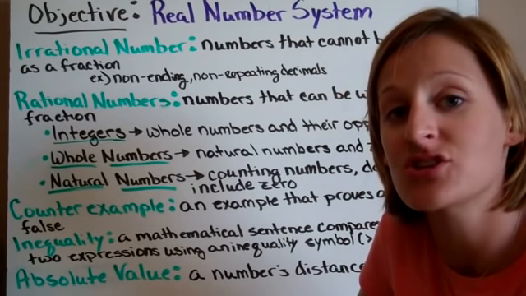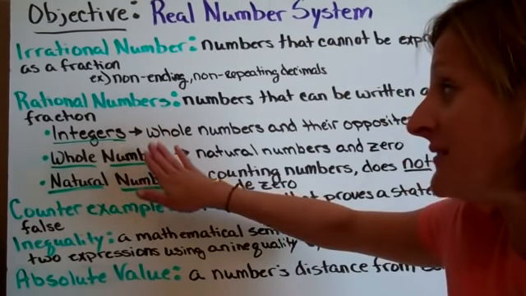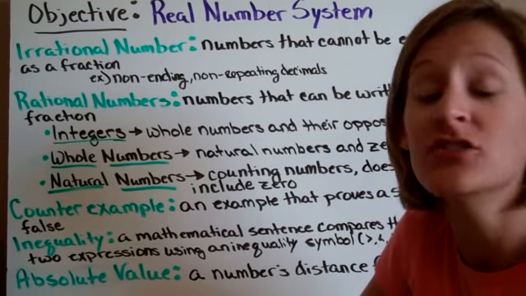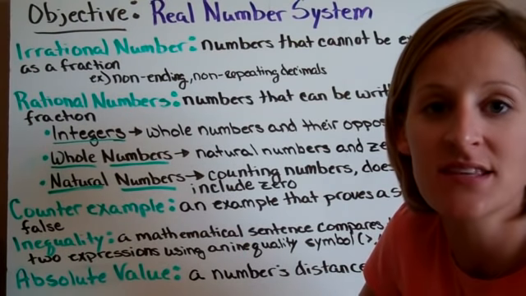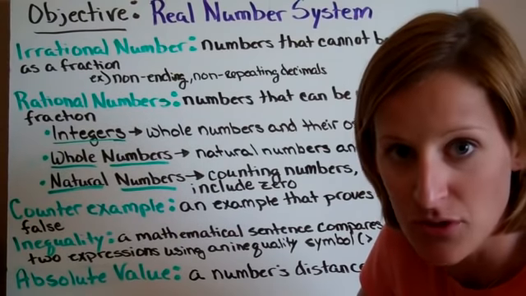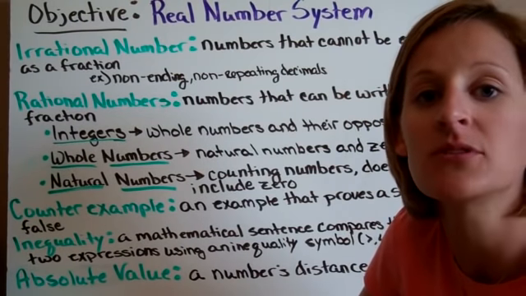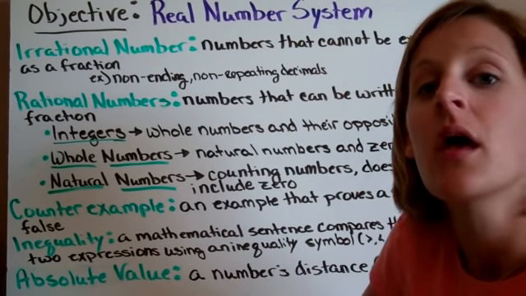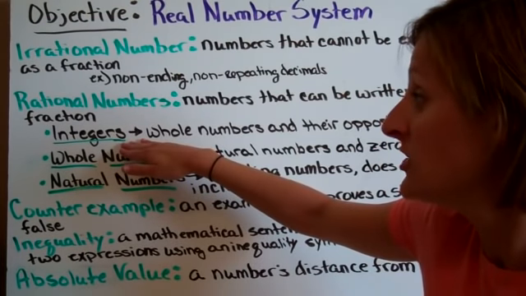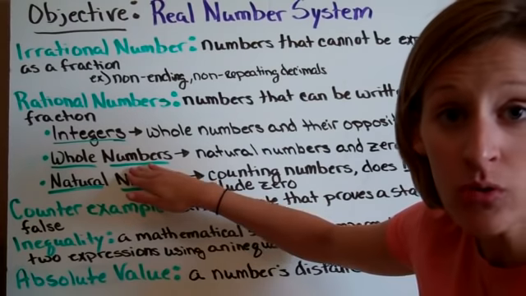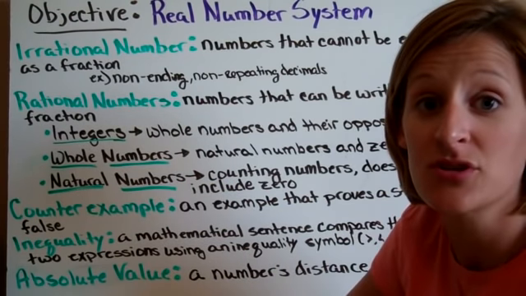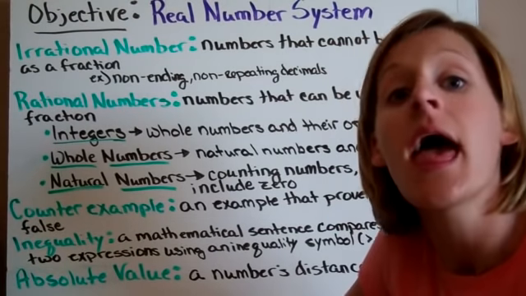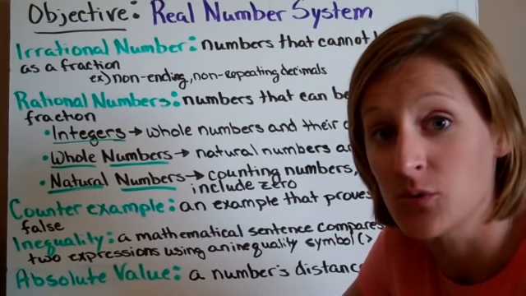Now, within rational numbers, we have three different types of numbers. The first one we're going to look at are integers. Those are those positive and negative whole numbers. So basically whole numbers and their opposites. It also includes 0. From integers, you also have a group called whole numbers. Those are the numbers like counting numbers, 1, 2, 3, 4, and we also include 0 in this group.